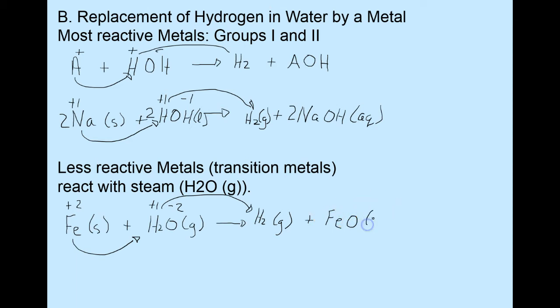Now this actually happens to be a solid, and we'll talk a little bit more about that when we get into double replacement reactions. Now this reaction is already balanced. Now take a look at the difference. Most reactive metals are going to form a metal hydroxide. Your less reactive metals are going to form a metal oxide, metal with oxygen. So you have to make sure you're looking at your activity series to figure out how it's going to react.